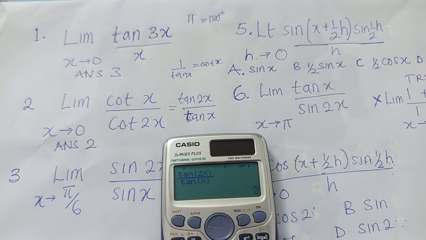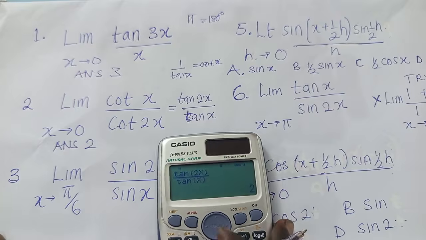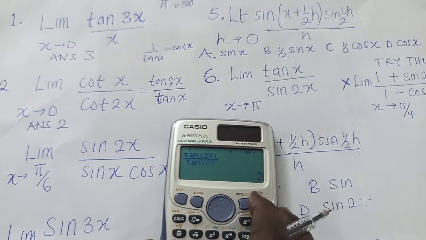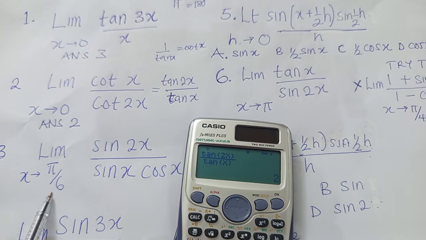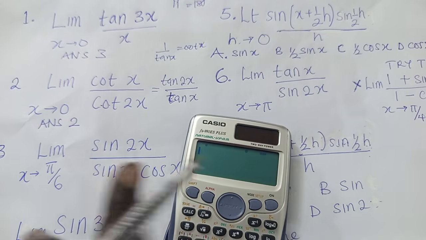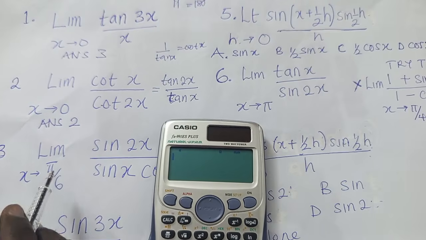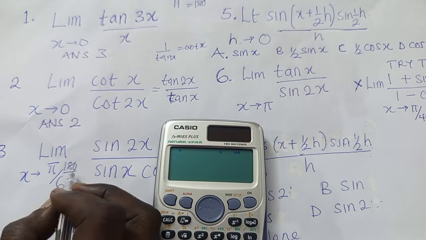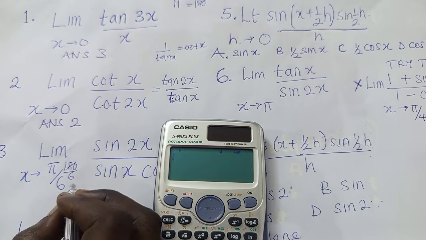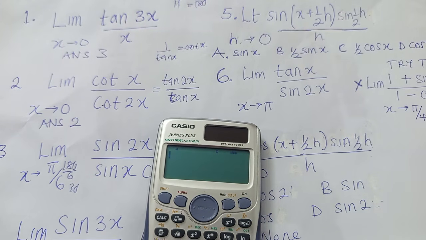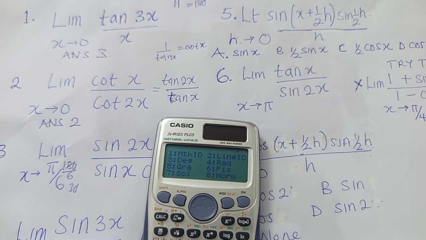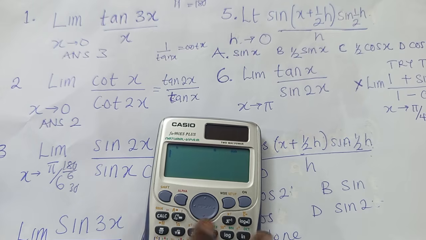Now we have a different case in the third question. Look at it, it tends to pi over 2. Pi is 180, divided by 6 gives 30 degrees. So in that case I will use 30 degrees, and set my calculator to degree, number 3. So we can go right away.